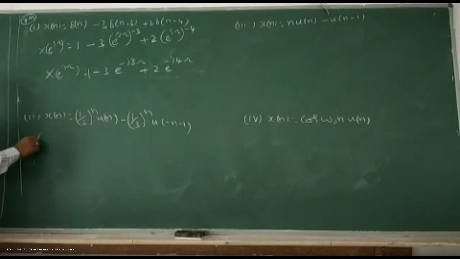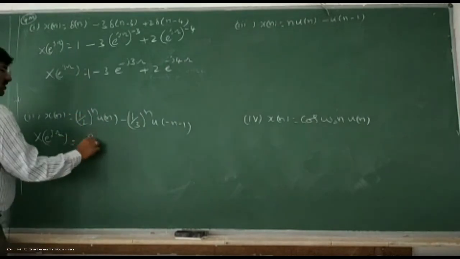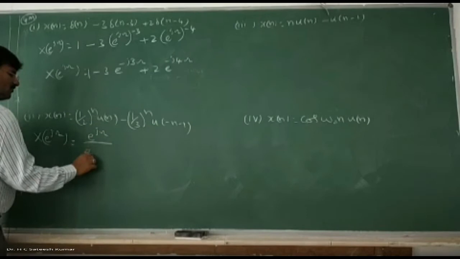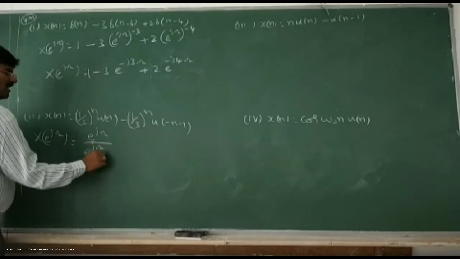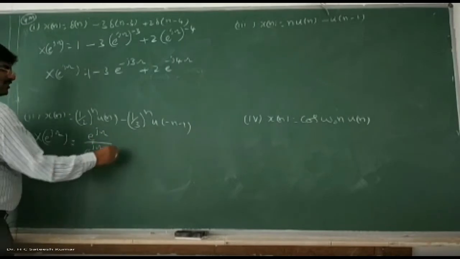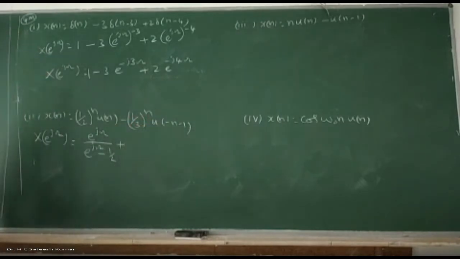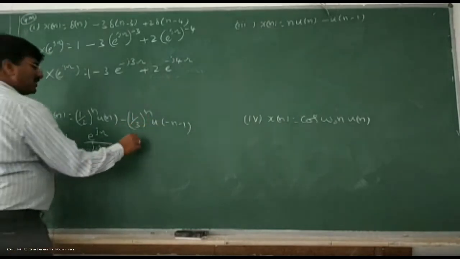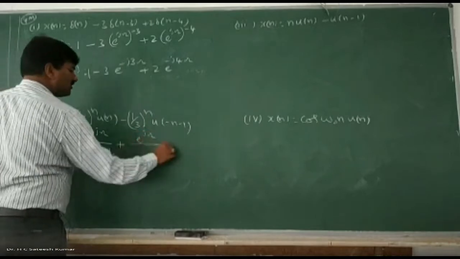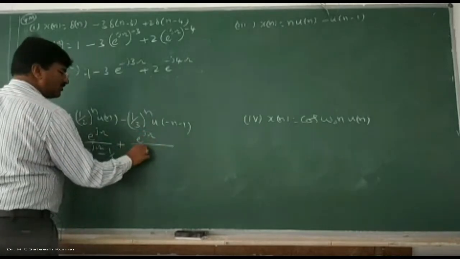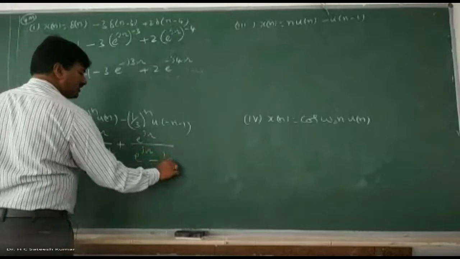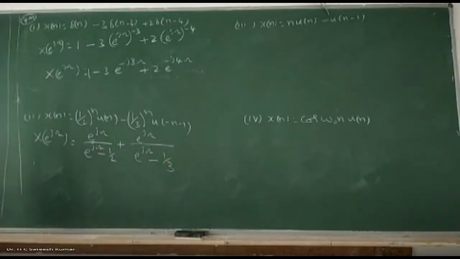Okay, X of e to the power of j omega for this one. This is z divided by z minus a, no? So therefore, e to the power of j omega divided by e to the power of j omega minus a is half, plus minus a power n into u of minus n minus 1, only a left handed sequence. Z divided by z minus a, that is e to the power of j omega divided by e to the power of j omega minus 1 by 3, with left handed sequence. That's it. That will fetch you 1 mark.